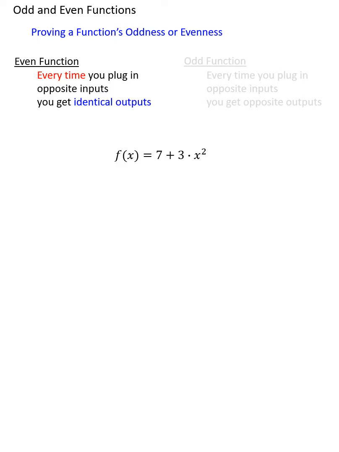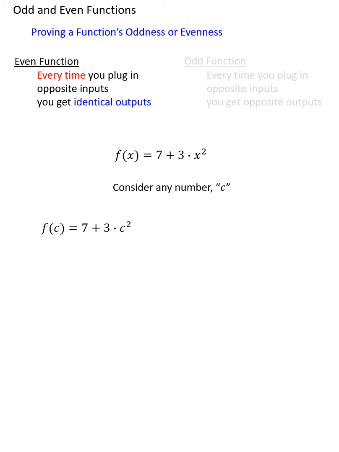How do I prove that something happens every time? What if I plugged in 1,000 numbers and their opposites, and in each pair, I got the same result? That wouldn't prove that it happened every time. That would just prove that it happened 1,000 times. So to prove that it happens every time, we pick a symbol to represent any particular number. Let's use the letter c.